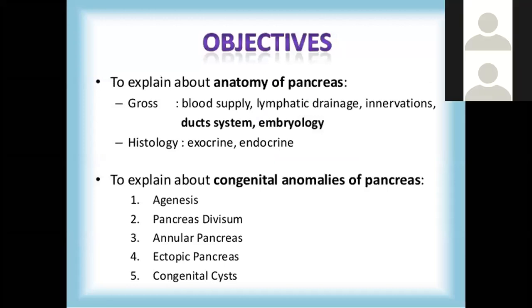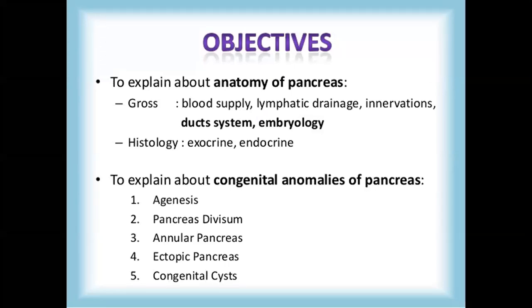Now, what are the objectives of this lecture? The objective of this lecture is to explain the anatomy of the pancreas, its blood supply, lymphatic drainage, innervation, duct system, embryology, histology, its exocrine part, and endocrine part. To explain the congenital anomalies, they could be, number one, pancreatic agenesis, where the pancreas doesn't develop. Pancreas divisum, which divides. Annular pancreas, ectopic pancreas, so it can be at any other site rather than its normal location, and congenital cysts.